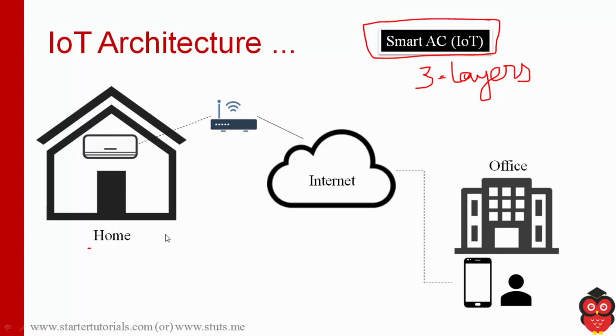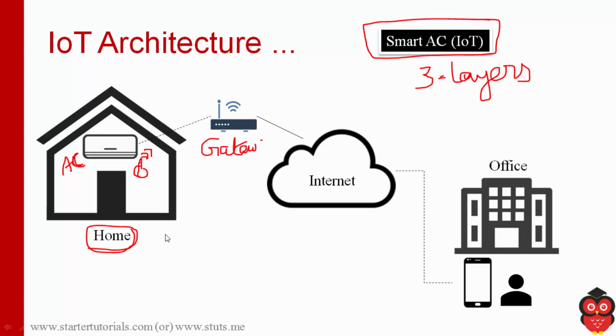So this is your house. Let's say this is your house. In your house you have a smart AC, which can connect to the internet. Okay. So this smart AC will have a temperature sensor, okay, which will be sensing temperature. Okay, and that data will be sent to the local gateway.